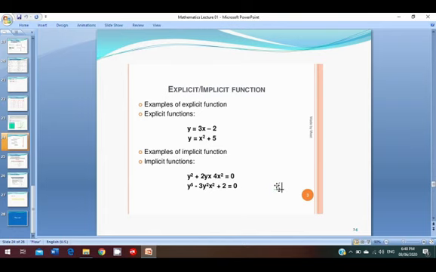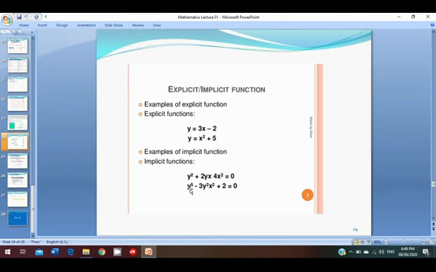Explicit functions and implicit functions. Explicit functions are those functions in which we can separate the variables easily. You can see at the left hand side you have y, and at the right hand side you have those terms which contain x. And in an implicit function, we have those equations which do not separate easily.